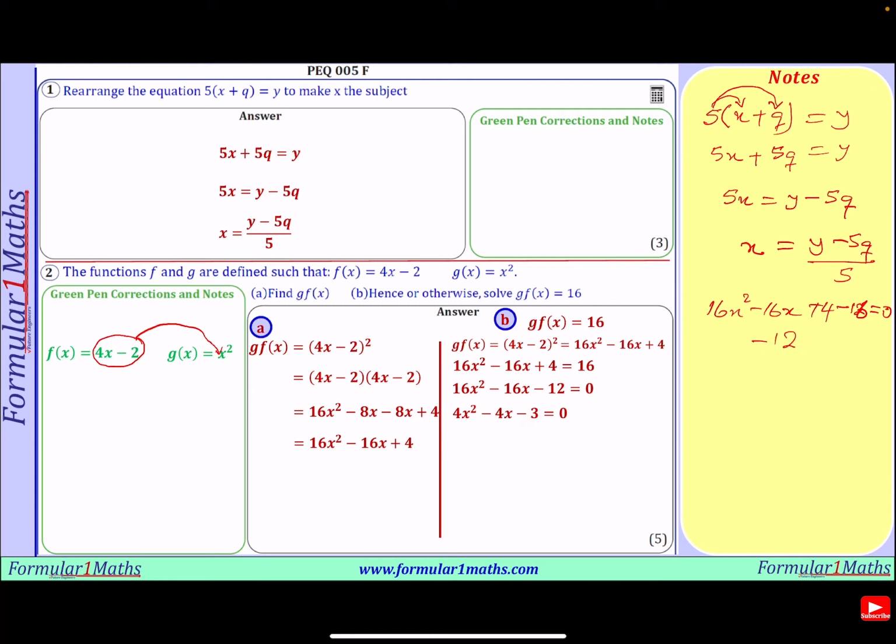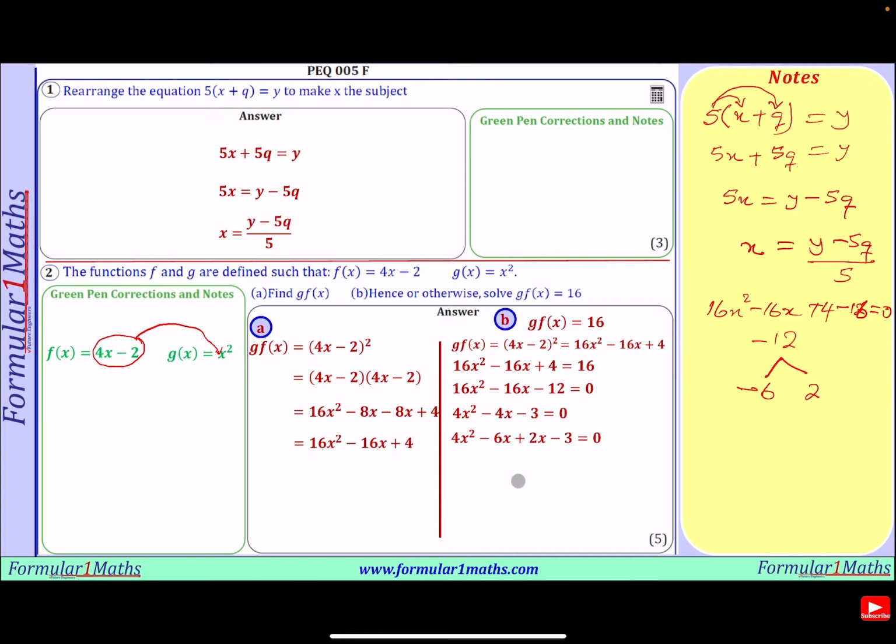And now I'll break down minus 12 to get two numbers that add to give minus 4. So we can see that it's going to be minus 6 and plus 2. So I'm going to replace minus 4x with minus 6x and plus 2x to get 4x squared minus 6x plus 2x minus 3 equals 0.